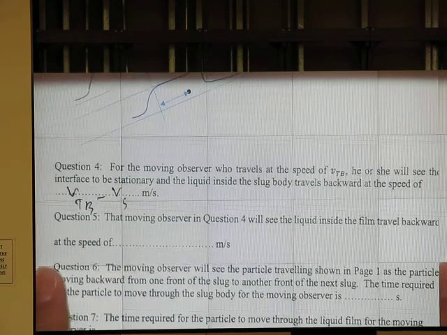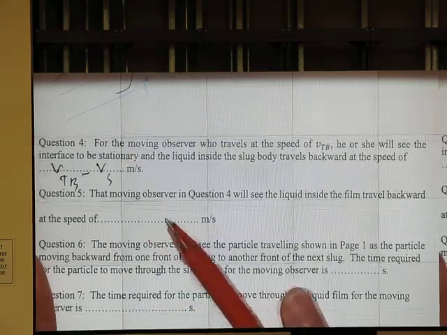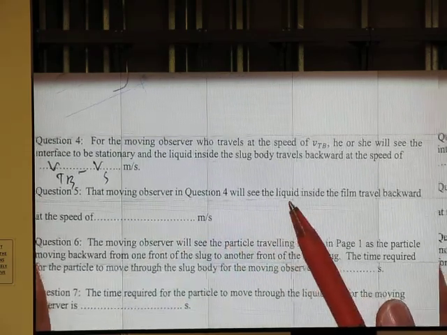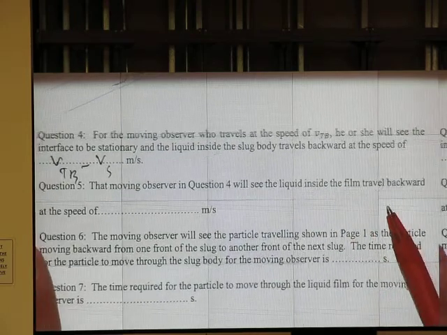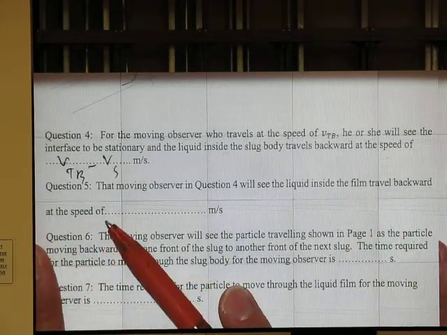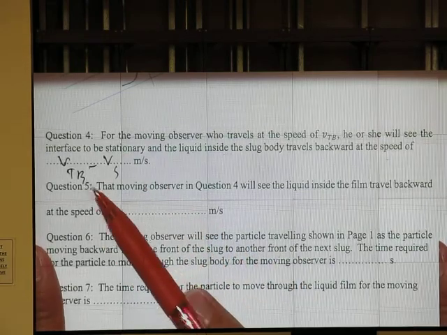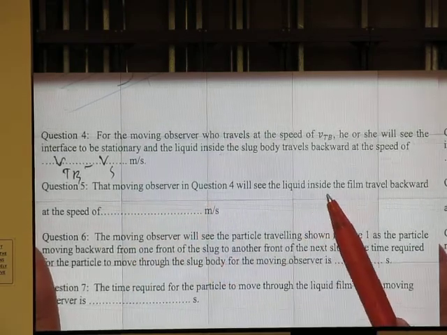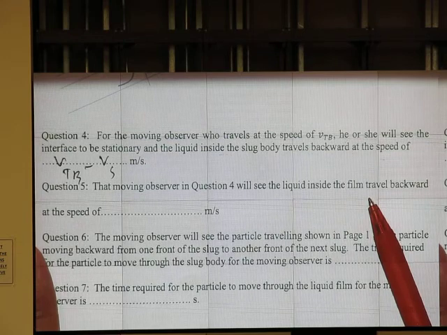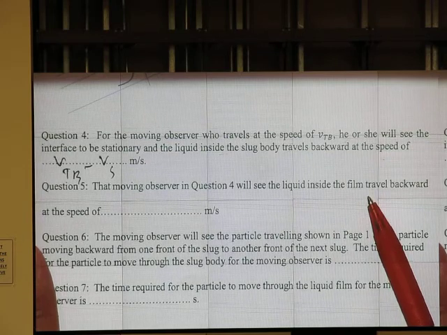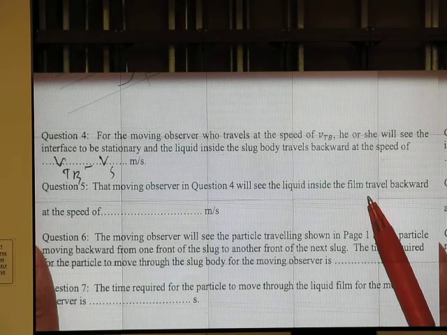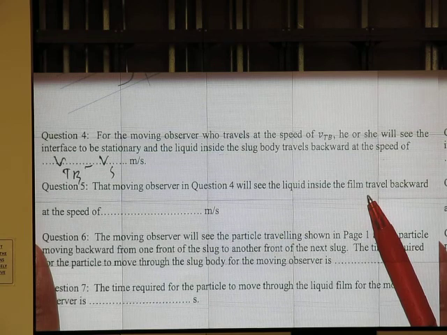That moving observer in question 4 will see the liquid inside the film travel backward at the speed of what? The moving observer moves at the speed of VTB, and the liquid inside the film travels at the speed of VLTB. So the moving observer will see the film move backward at the speed of VTB minus VLTB.